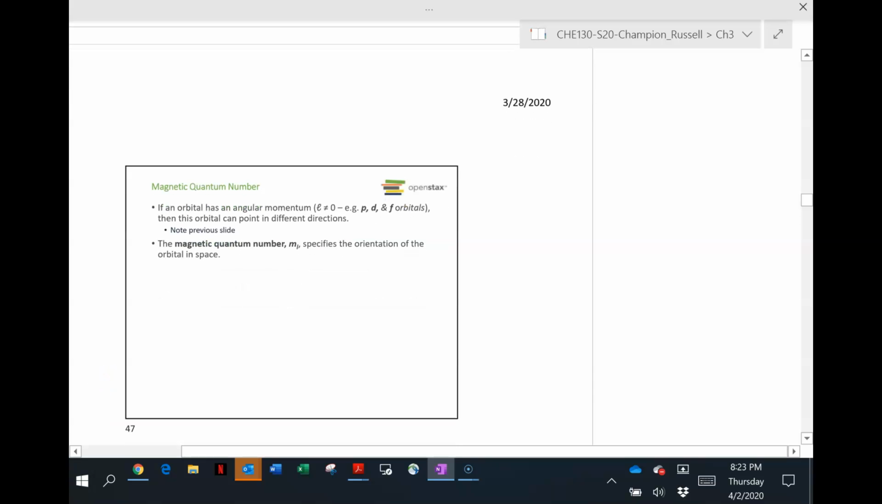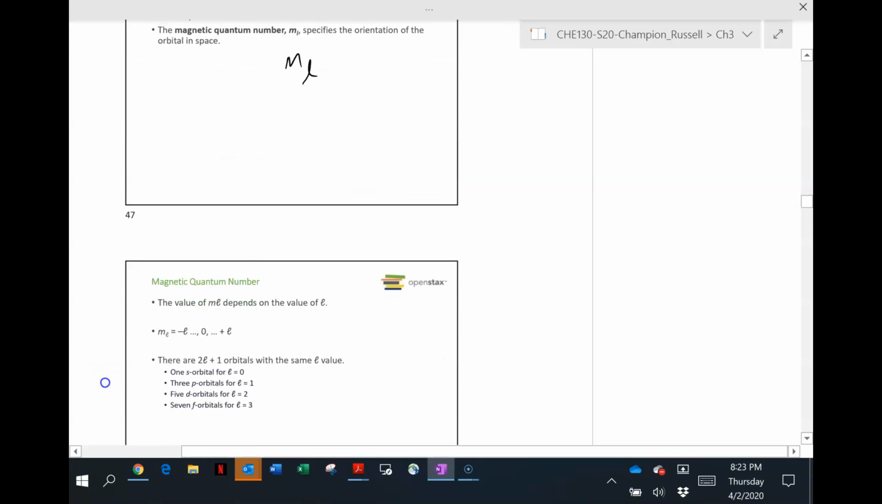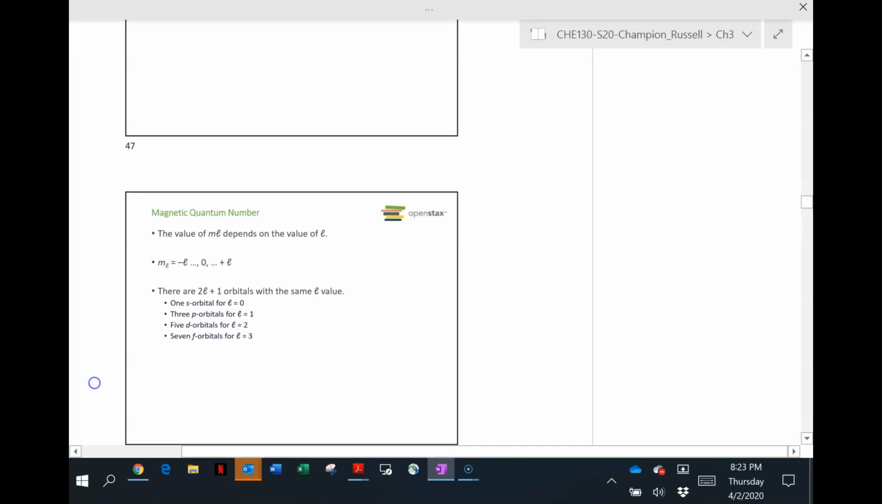Okay, so we said 4 quantum numbers. The next quantum number is m sub l. What this does is it specifies the orientation in space of the orbital. And the m sub l value depends on the value of L.